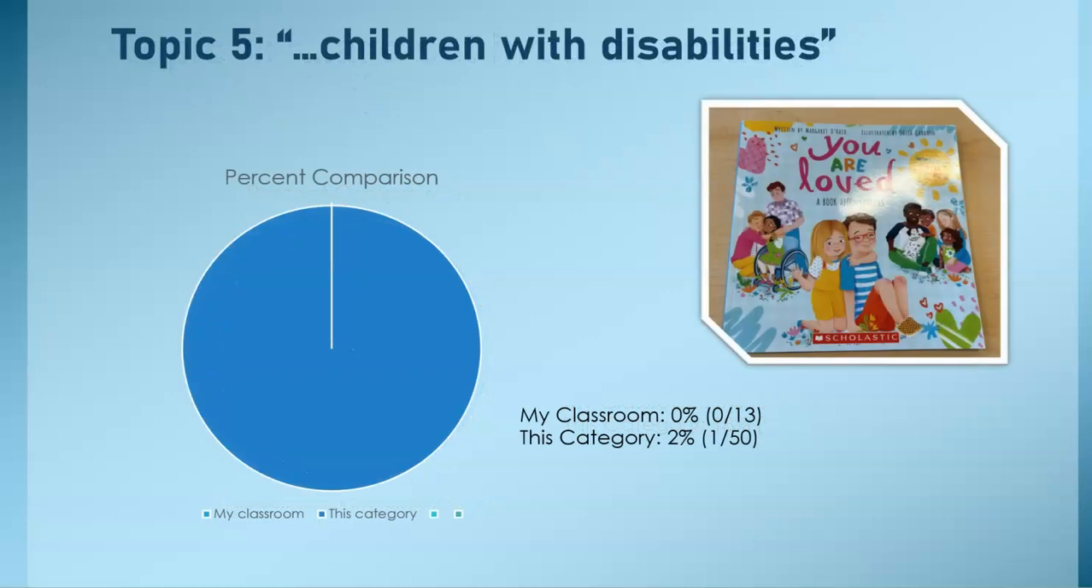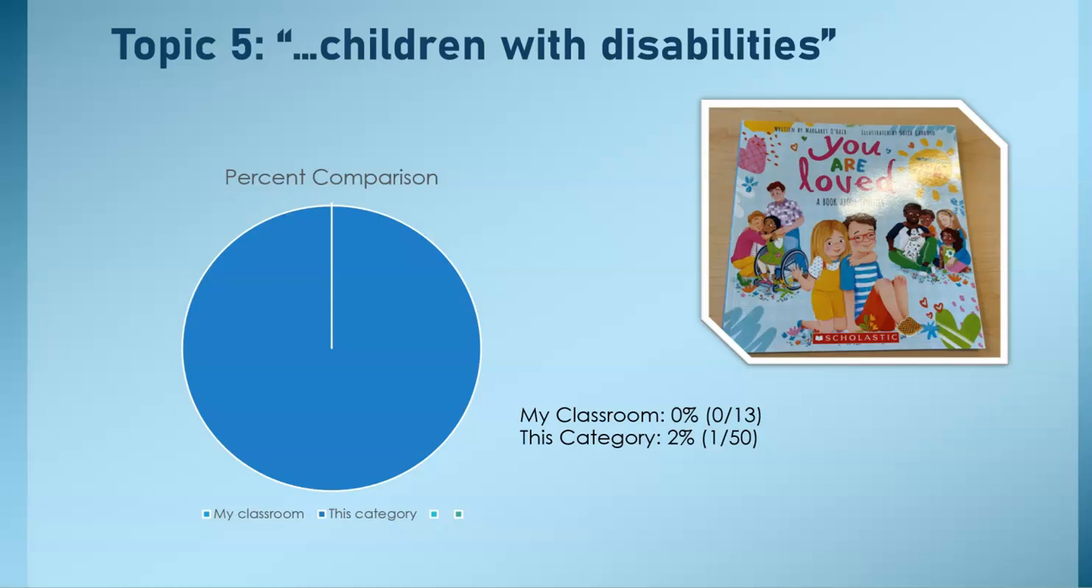On this slide, the 5th topic I chose to evaluate is shown: children with disabilities. I believe children should understand we all have similarities, but there are differences as well, and that is okay. One form of representation I find important for my children to know about is people with disabilities. That is the reasoning I chose this topic. There are no students in my classroom who have a disability, so there is no data shown on the pie graph. I only had one book out of 50, so 2%, that had a character with disabilities.